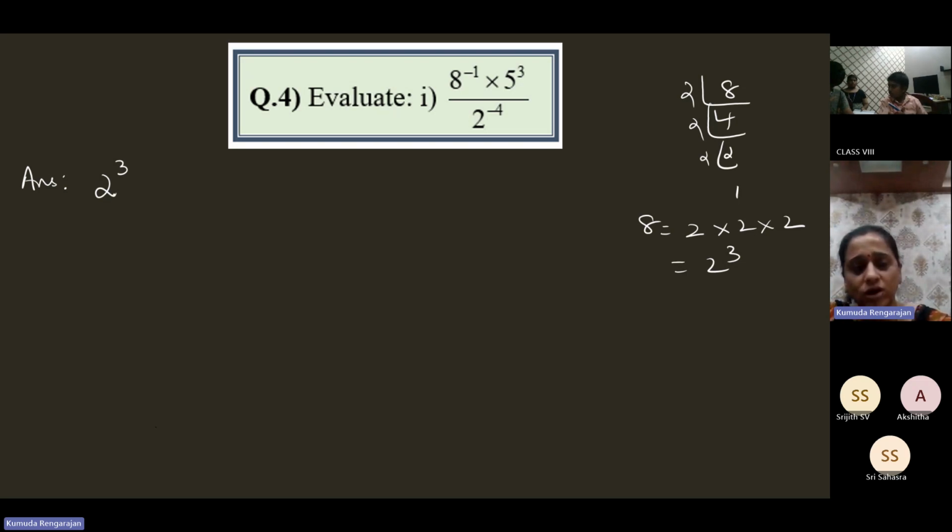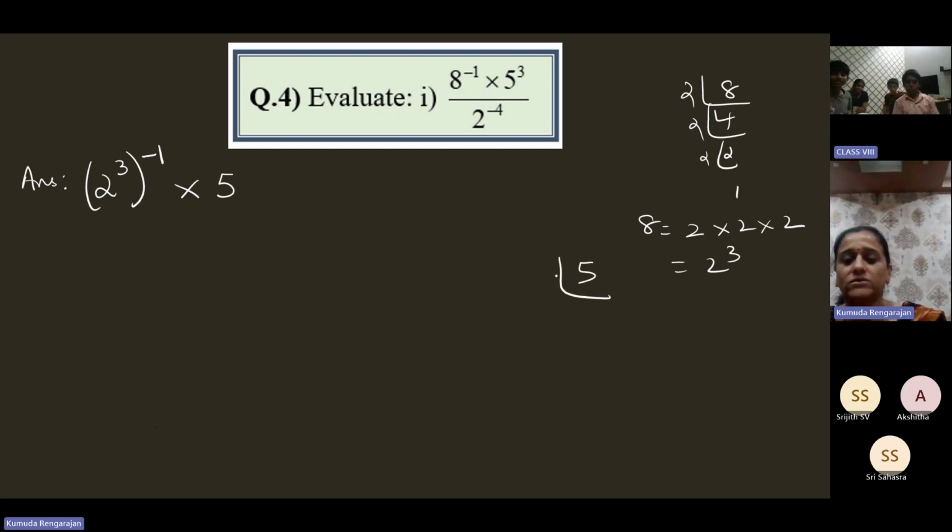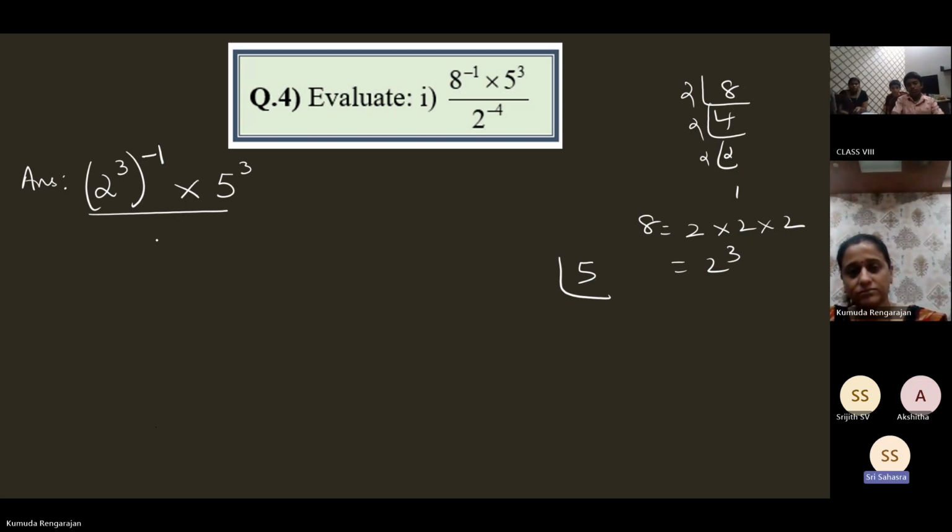Now, in place of what have you written 2 cubed? 8. But the 8 is raised to the power minus 1. So raise this to the power minus 1. Am I right? Yes, ma'am. Then is 5, the base 5, a prime number or a composite number? A prime number. Yeah, it is a prime number. Divided by 2, prime or composite? A prime number.